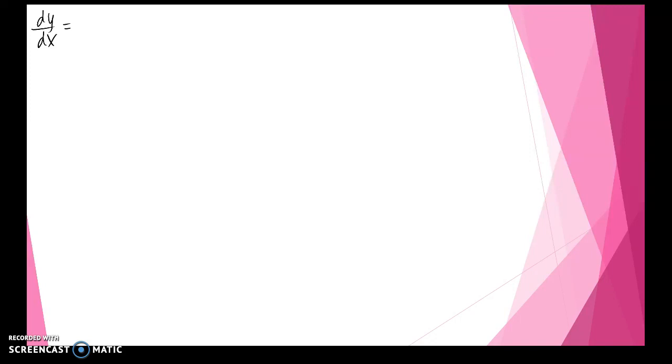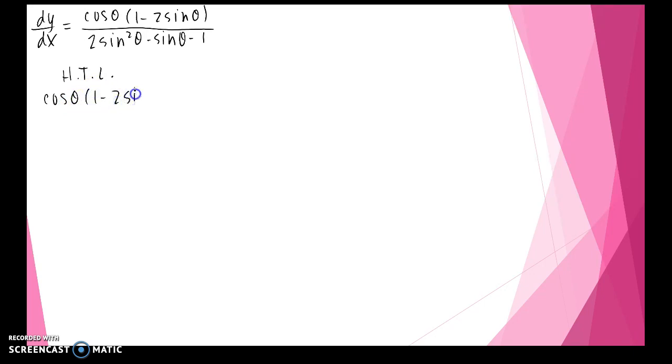So dy dx is equal to cosine theta times 1 minus 2 sine theta over 2 sine squared theta minus sine theta minus 1. Okay, so horizontal tangent lines, set the numerator to 0. So I have where the cosine theta equals 0 and where 1 minus 2 sine theta equals 0.